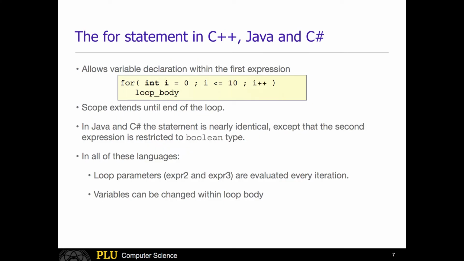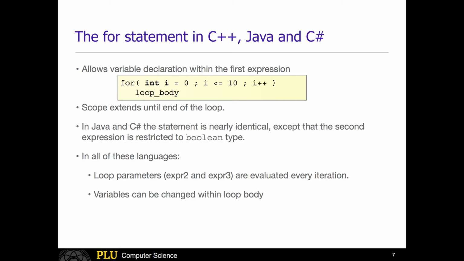In C++, Java, and C#, so more modern languages, we can both initialize and declare the loop variable in the for statement, in the first expression. And then typically its scope is only the body of the loop. That is, it's not accessible after the loop terminates.